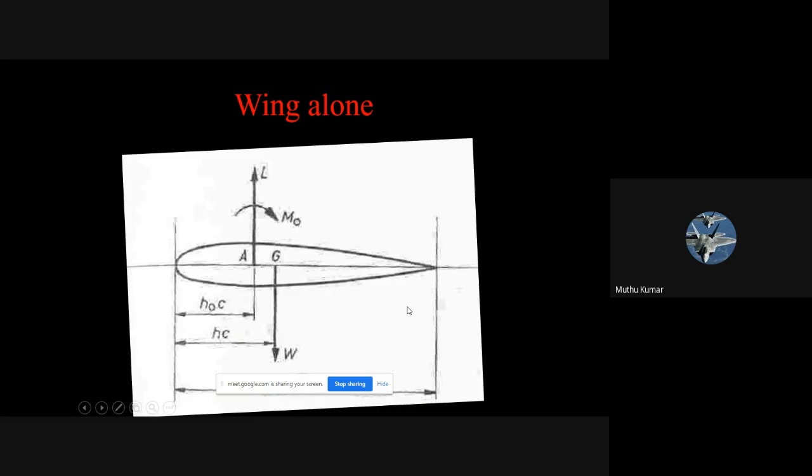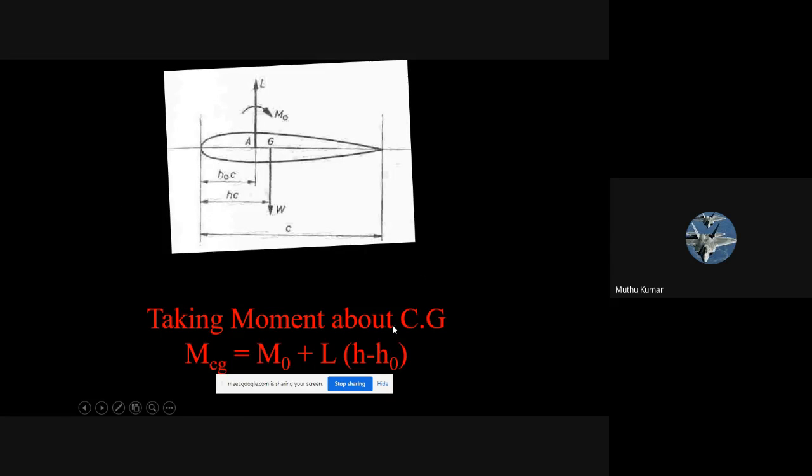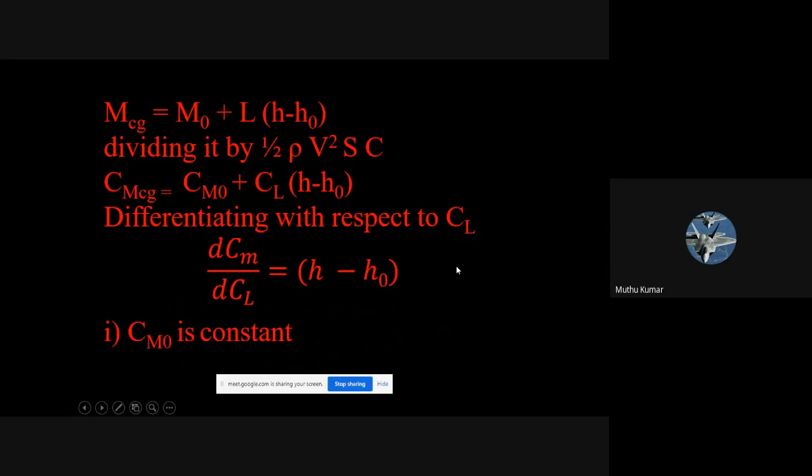If I go to the wing alone configuration and derive, what happens is that I take moment about the CG. I calculate the moment with respect to the CG. It's a simple engineering mechanics equation, nothing big. Let's look at the result. The result comes out like this.